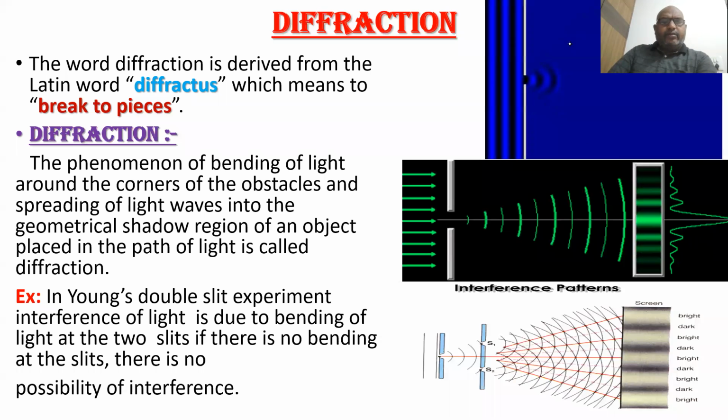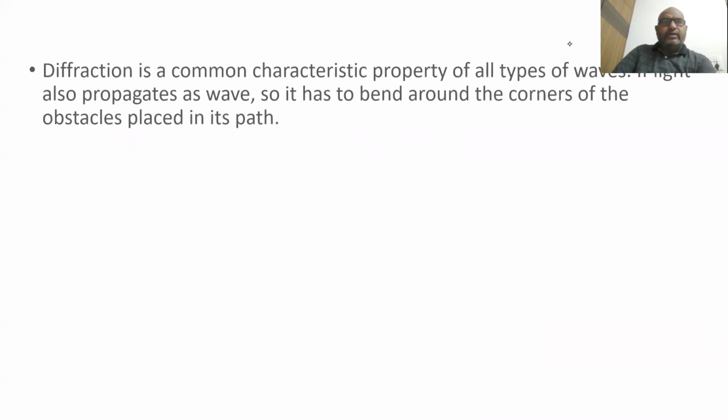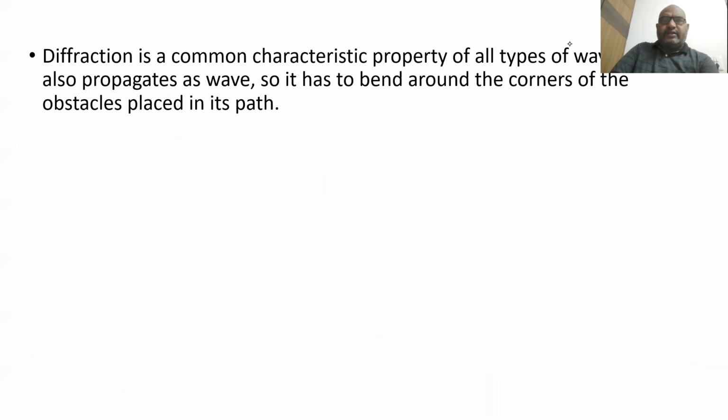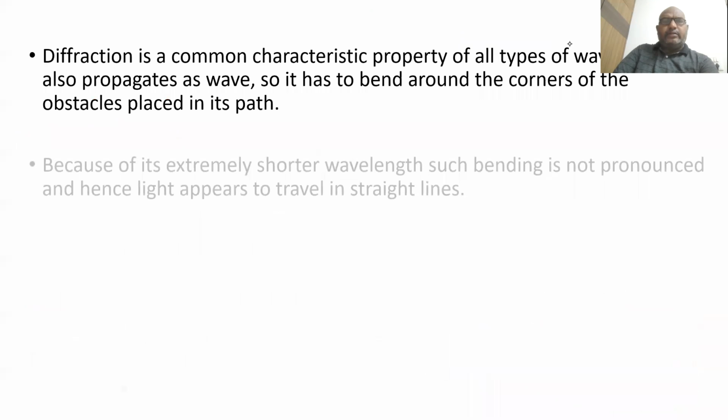colors observed in peacock feathers and colors observed in a hologram. In Young's double-slit experiment, interference of light is due to bending of light at the two slits. If there is no bending at the slits, there is no possibility of interference. So diffraction is a common characteristic property of all types of waves. Light is a wave, so it has to bend around the corners of the obstacle placed in the path.